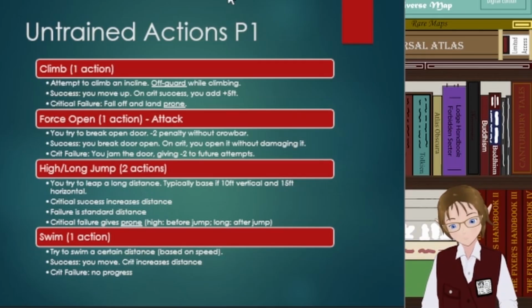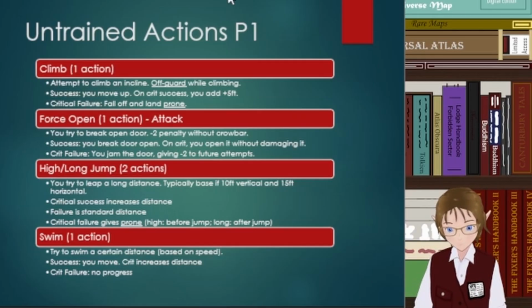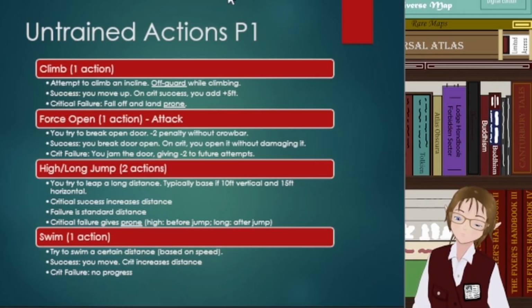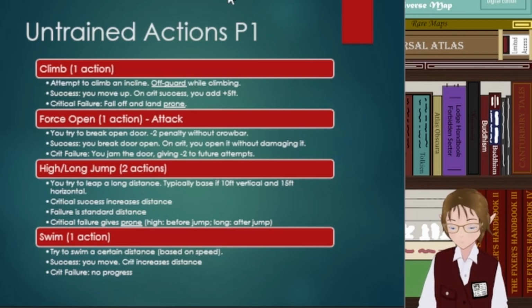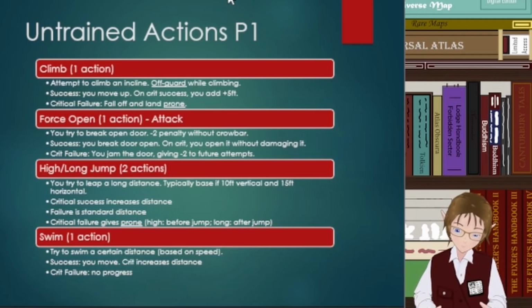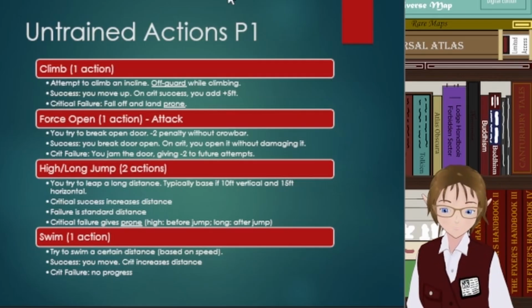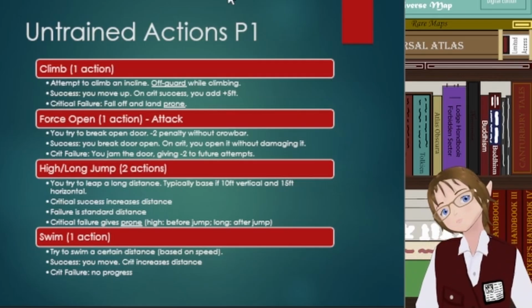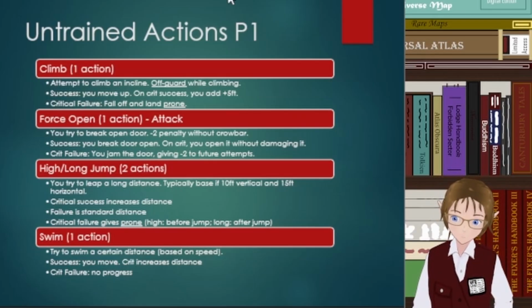The last action on this page is the swim action. It's basically just trying to swim in water. On a success, you move, and the critical increases distance. On a failure, nothing happens, and on a critical failure, you make no progress. This is somewhat situational and mainly applies in campaigns where you're near the water. There are feats that increase your abilities while you're swimming. It functions similarly to a stride action. If you have a swim speed, you very frequently do not have to make a swim check unless you're in rough water.